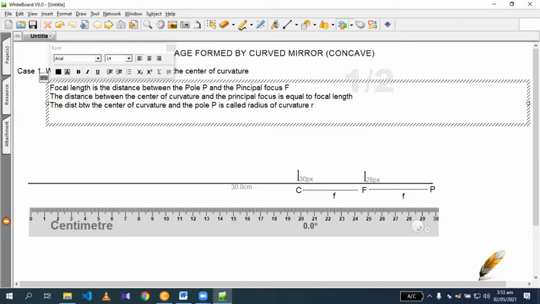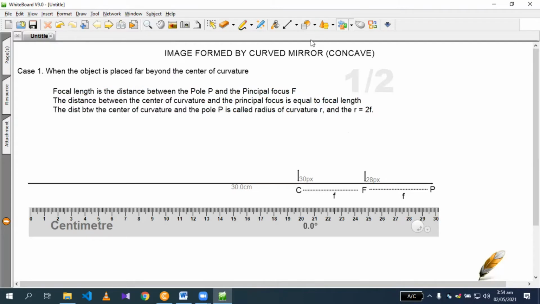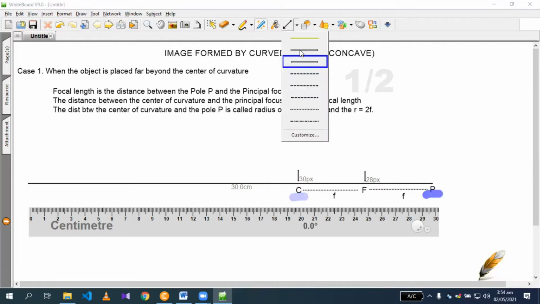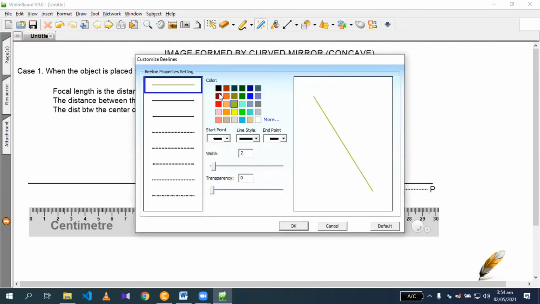Radius of curvature R is equal to 2F. Okay, so look at this quickly. From here to here is called radius. Let me use red like this.